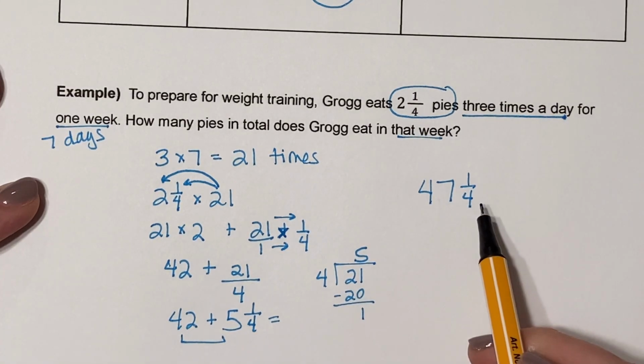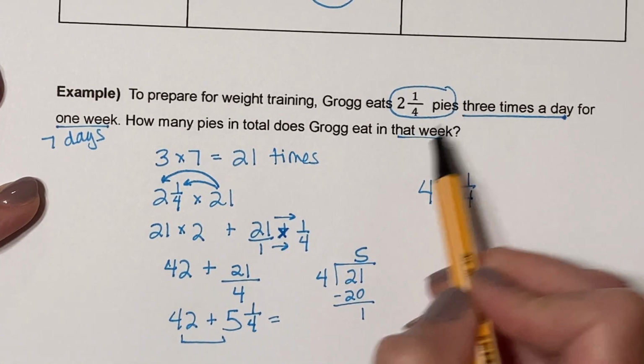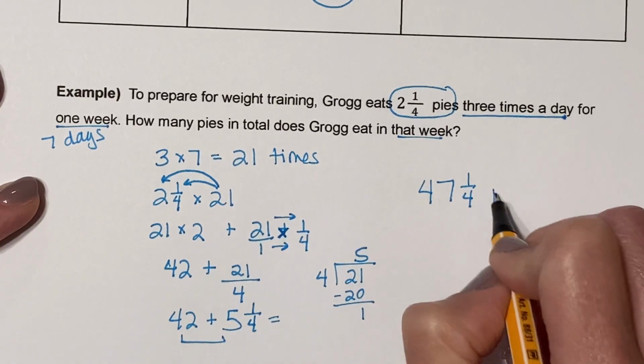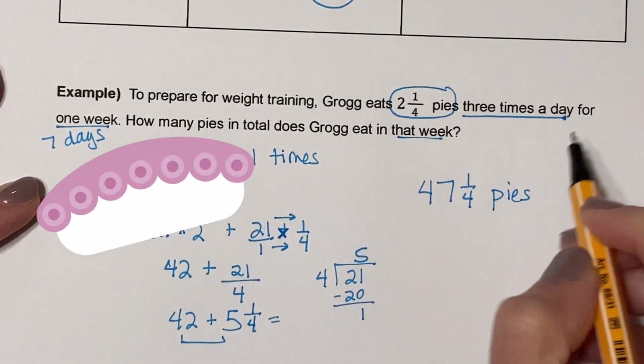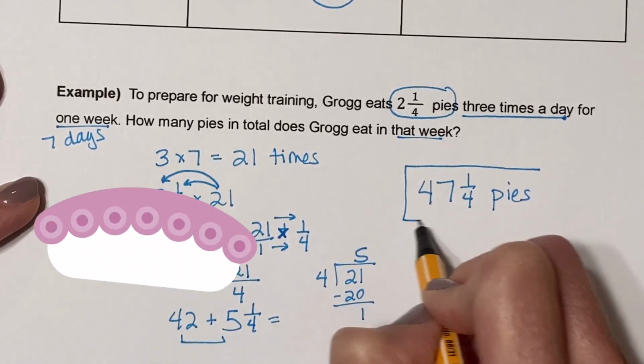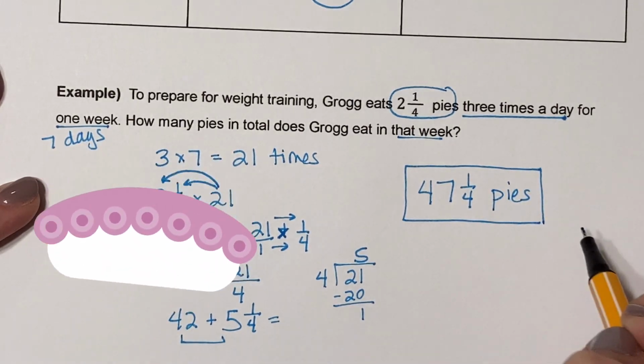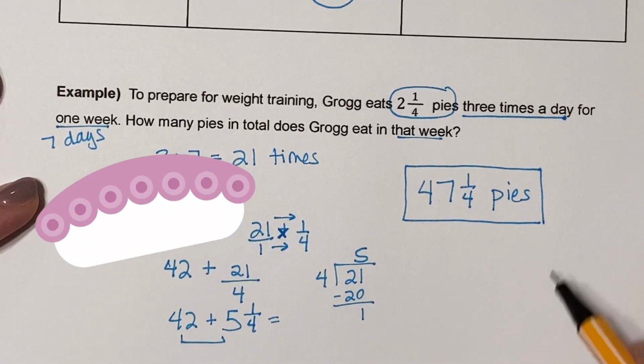And always remember our units. What are our units? How many pies? He's eating 47 1/4 pies. That week, Grog eats 47 1/4 pies. Wow, Grog, that's a lot of pies.